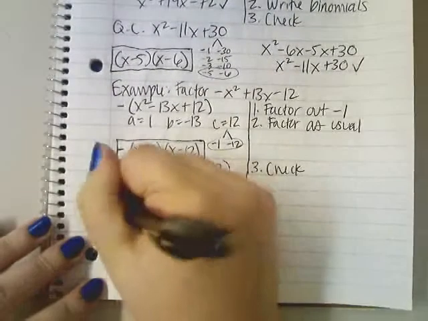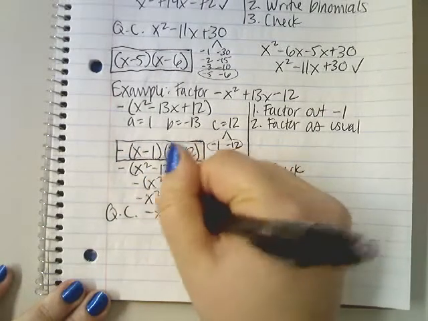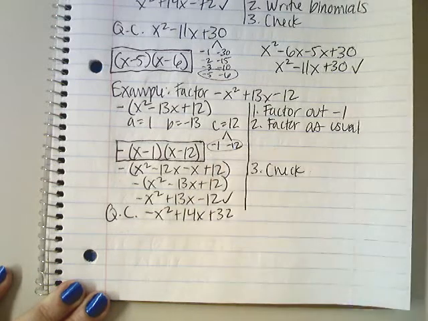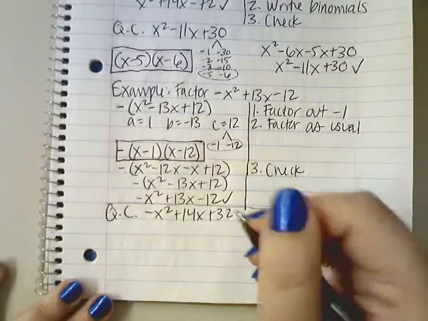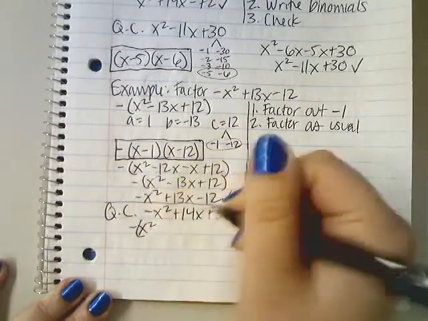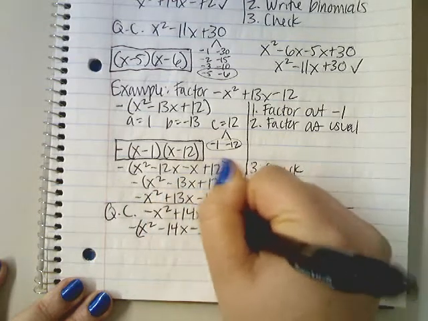Last quick check, final one, and do together. Negative x squared plus 14x plus 32. Try that one on your own. I'm going to go over it now. So again, I start by factoring out the negative. So I have negative parentheses x squared minus 14x minus 32.